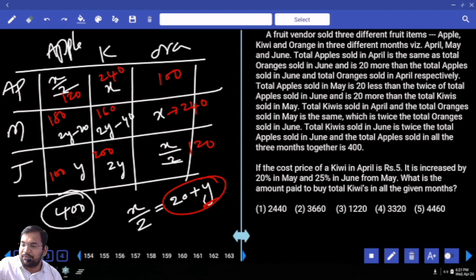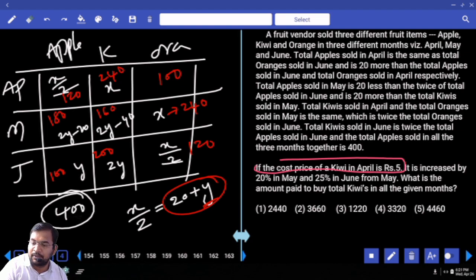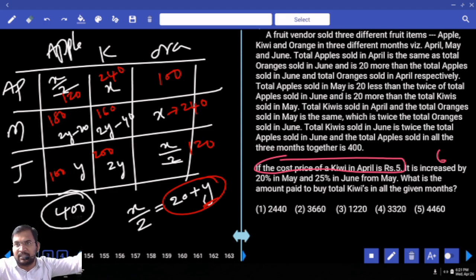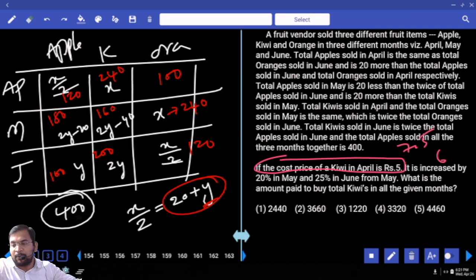If the cost price of kiwi in April is 5 rupees. Kiwi in April is what? 5 rupees. Next, it is increased by 20% in May. 20% is nothing but in May month 6 rupees. 20% of 5 rupees is nothing but 1 rupee, it becomes 6 rupees. And 25% in June from May. 25% on 6 is 1.5. Therefore April month is 5 rupees, May month is 6 rupees, June month is 7.5 rupees.